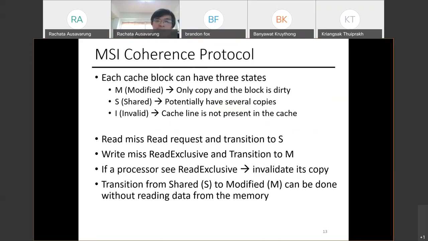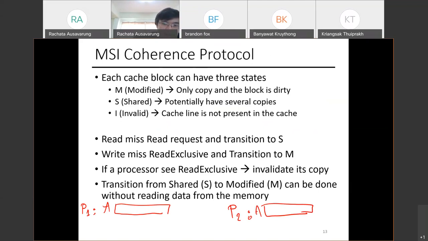So let me draw this so that it's more clear. Let's say this is processor one, and this is processor two, and you talk about address A. Initially, both of them are not in the cache. So let's say I have a read miss. Processor one wants to read A. It misses because the data is not in the cache.